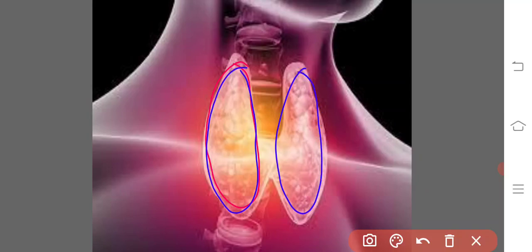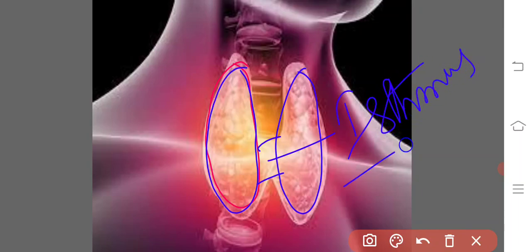These two lobes get connected by a narrow, band-like, stalk-like structure which is known as the isthmus. The two lobes in the thyroid gland are connected by a band-like structure which is called the isthmus.